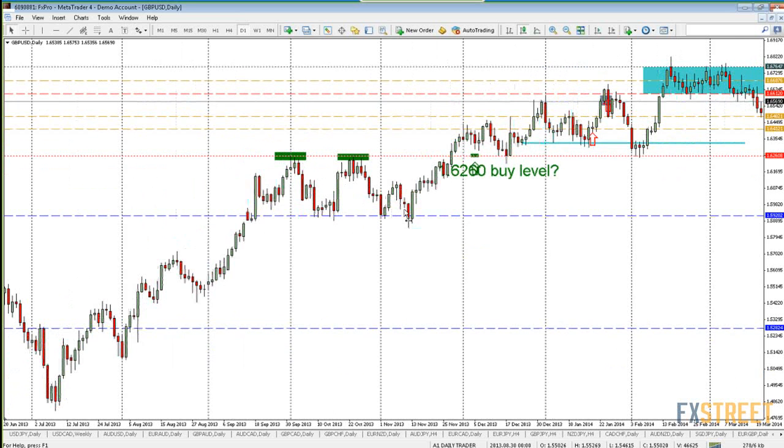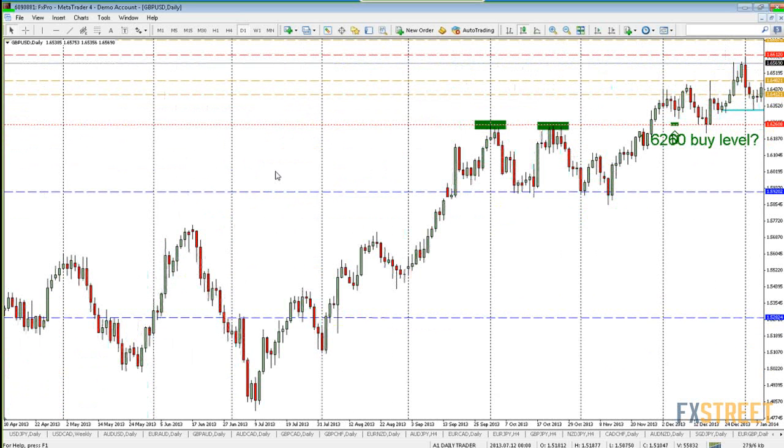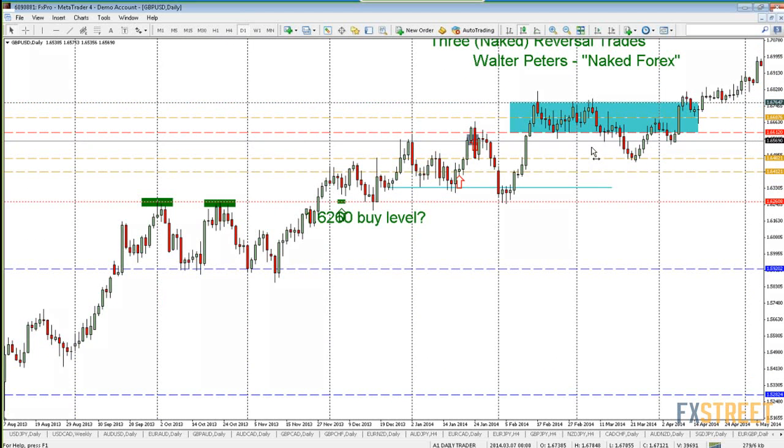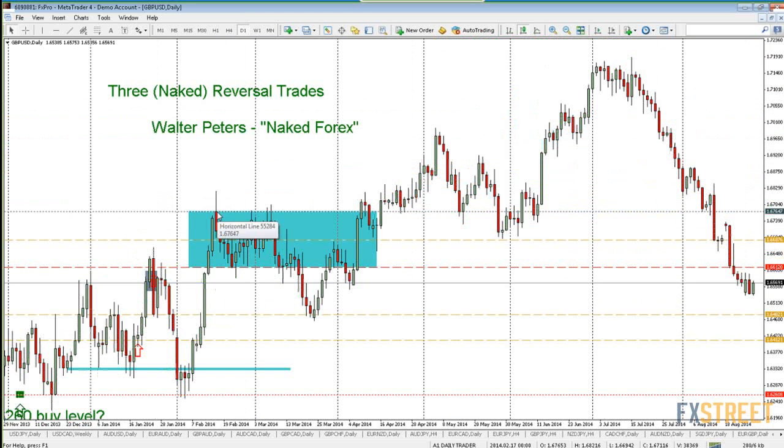Some of them are only support and some of them are only resistance because they're the extreme highs, but most of them are both. So for example, you have here resistance, resistance, resistance, and then when it finally busted through, it became support right here, right? And support again here, right?